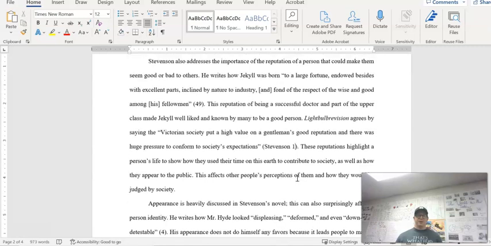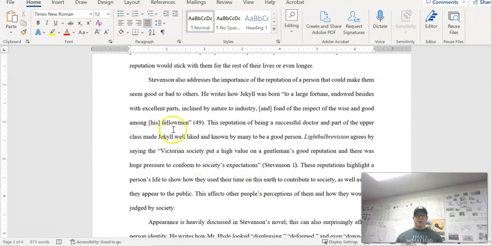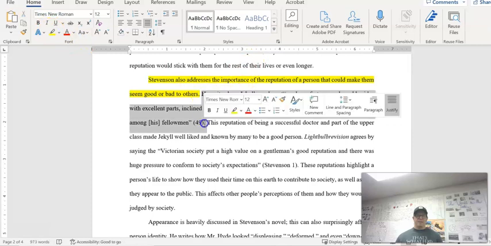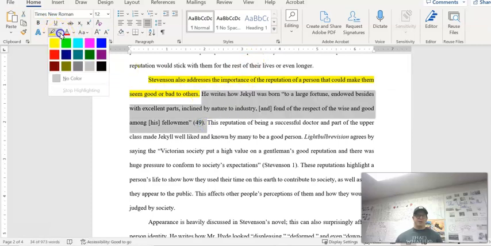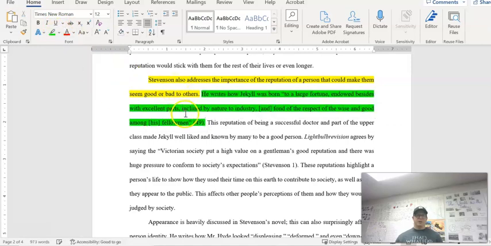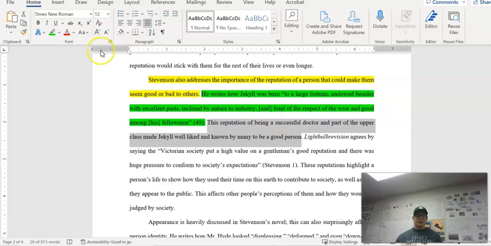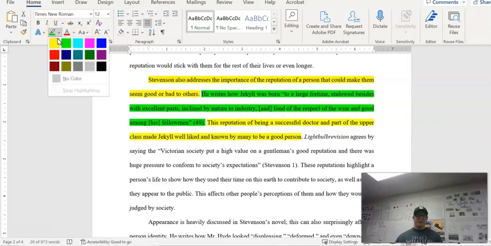Let's see here. Also, these paragraphs are short. This claim is research: his reputation of being a successful doctor and part of the upper class, who are well liked and known by many to be a good person. This is fact from the book. That is also research.